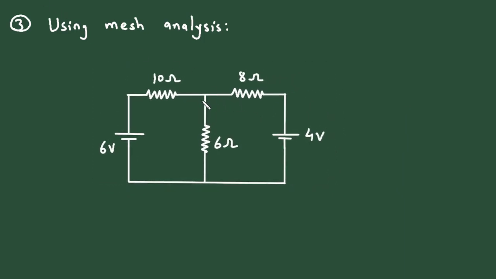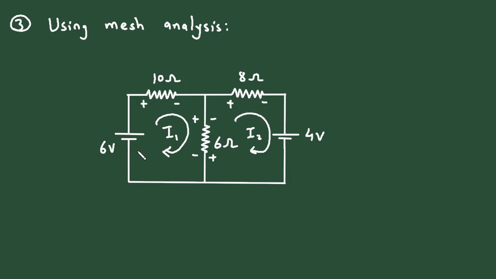Now here we can see there are a total of 2 meshes. Let's say this is mesh number 1 with current I1, and this is mesh number 2 with current I2. We have to take the direction of both currents the same, that is clockwise, or we can take this current counterclockwise, then we have to take this current also counterclockwise. Now let's assign the signs. According to the direction of this current I1, this will be positive, negative, positive, negative, positive, negative, positive, negative.